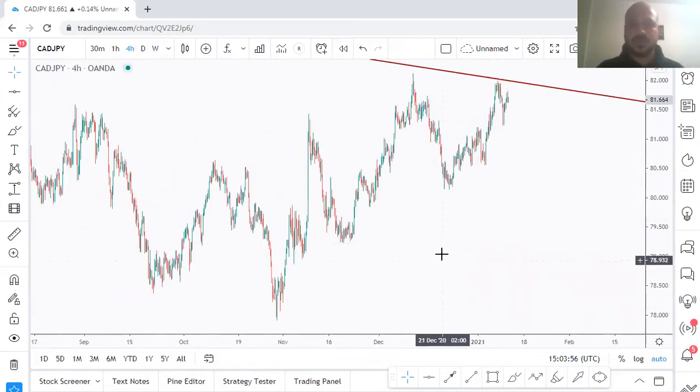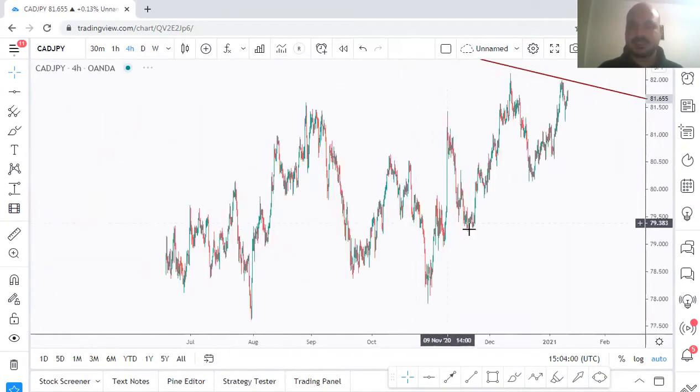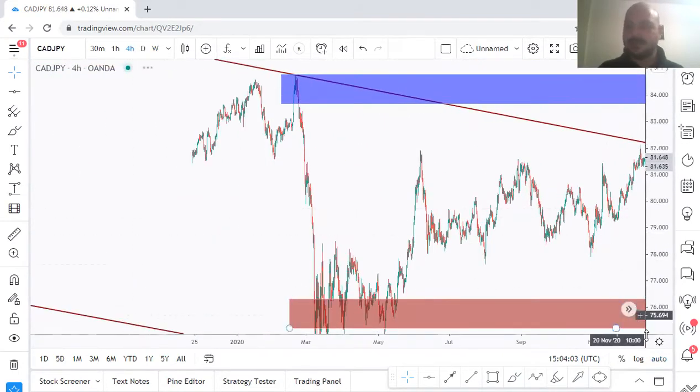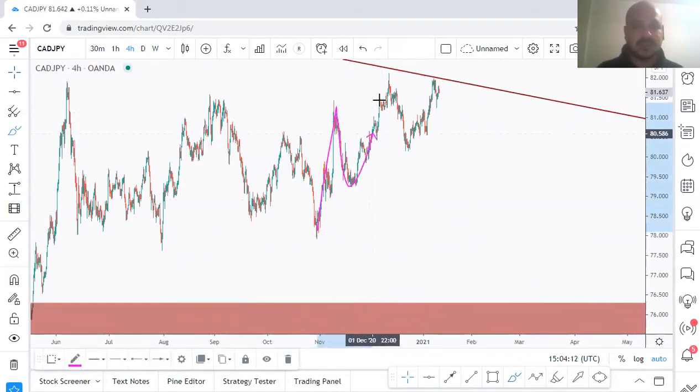Now from H4, we know we can zoom out and also zoom in, but let's start with a zoomed out picture. I can see the low. So now price is approaching a potential non-horizontal resistance. But from a short-term perspective, we are still in a bullish phase, and you don't want to sell a bullish market.